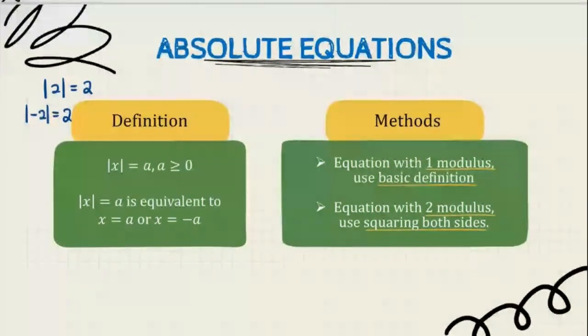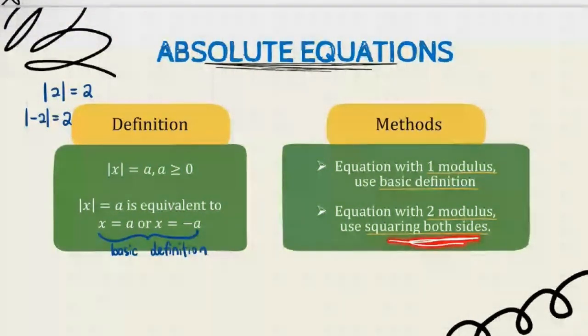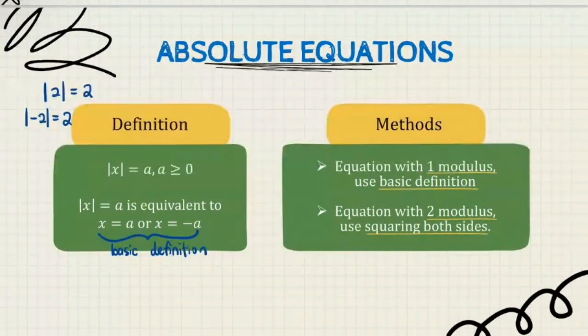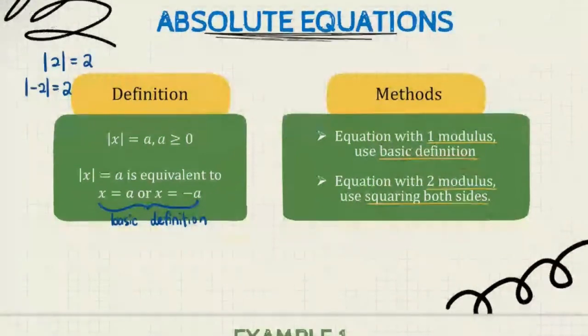So ini merujuk kepada basic definitions lah. The other method will be squaring both sides. Squaring both sides kita akan gunakan apabila the equation dia ada 2 modulus. It's either on both sides ataupun mungkin dia letak dua-dua modulus on one side, so kita kena pindah-pindahkan dia dahululah. So itu adalah methods untuk solve absolute equations. So let's begin with solving using basic definitions. So saya akan tunjukkan contoh yang pertama.